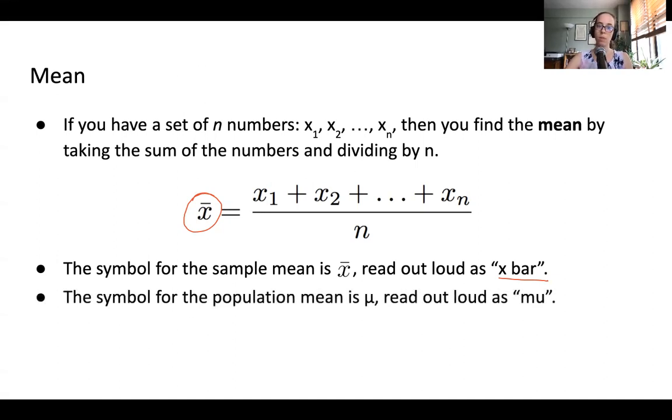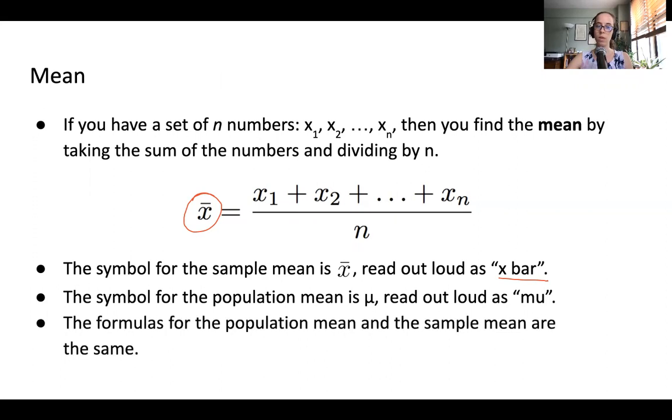The symbol for the population mean is mu. It's a Greek letter, again, read out loud as mu. And the formula for population mean and sample mean are the same thing. So if instead of finding the sample mean, I wanted to find the population mean, I could say mu equals x1 plus x2 plus all the way up to xn divided by n. It's the same formula, whether you have a population or a sample.